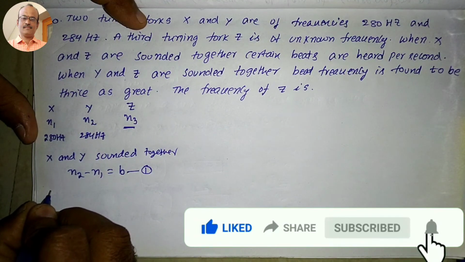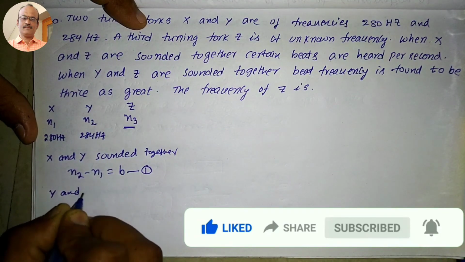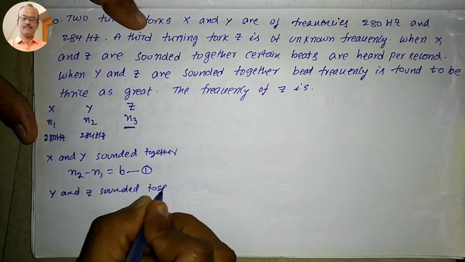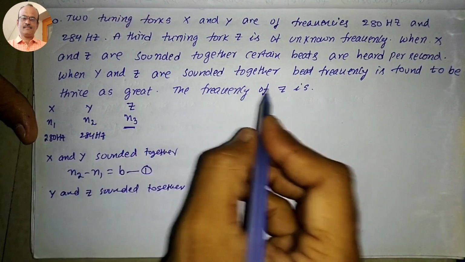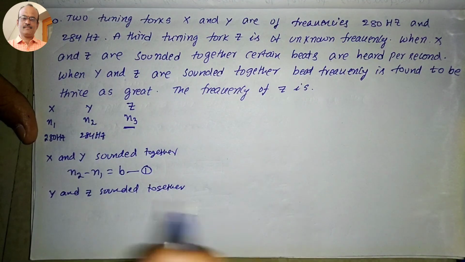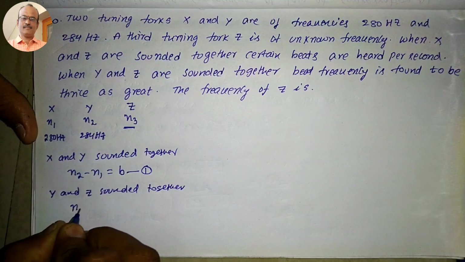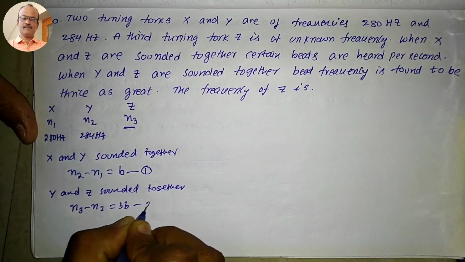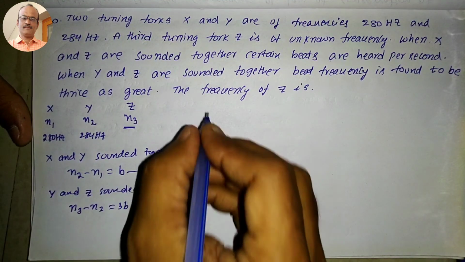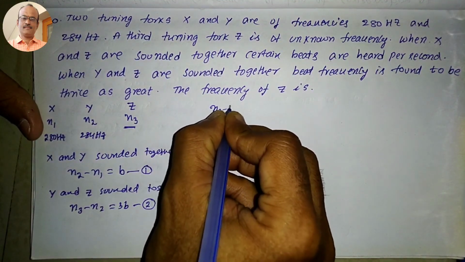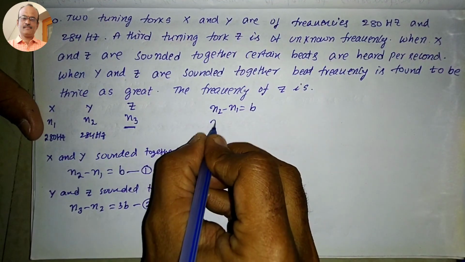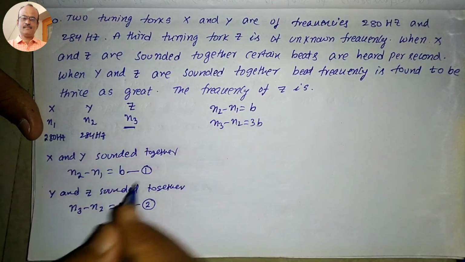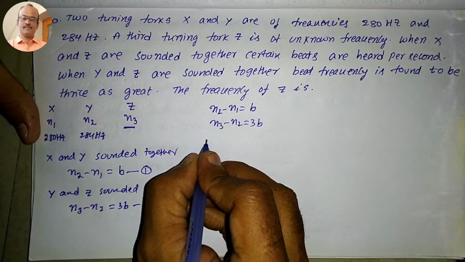Then afterwards, Y and Z sounded together. It is given that beat frequency is found to be thrice as great. So that means N3 minus N2 is equal to 3B. This is the second one. So from 1 and 2 equations, N2 minus N1 is equal to B, N3 minus N2 is equal to 3B. Now substitute the values. N2 is nothing but how much here?